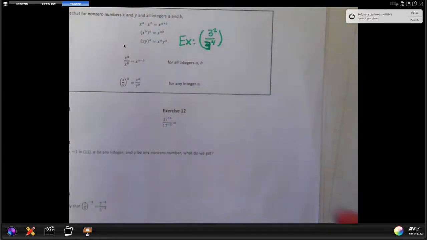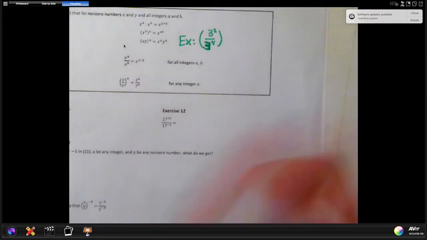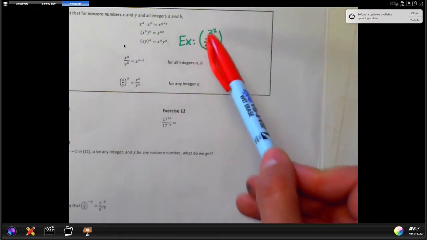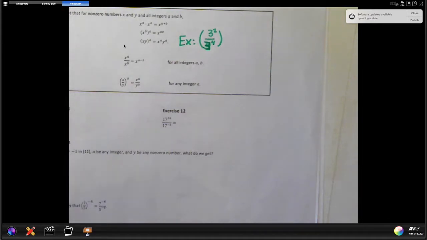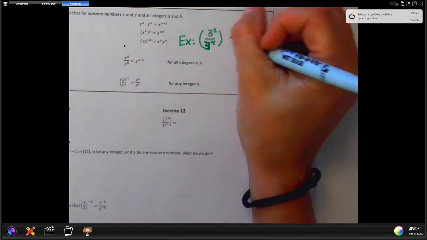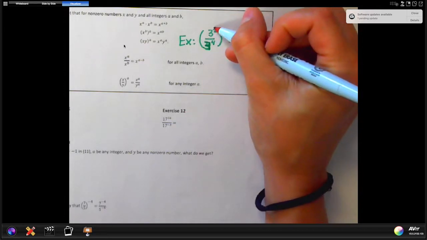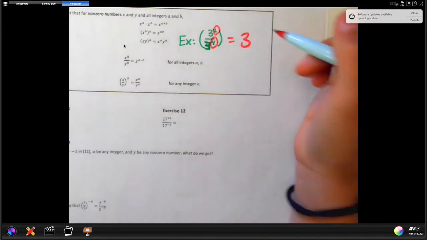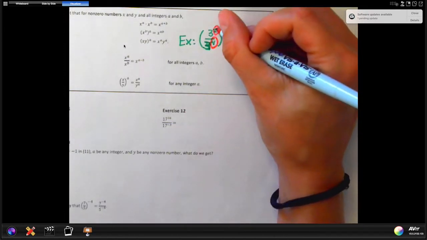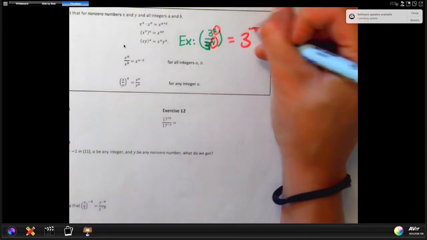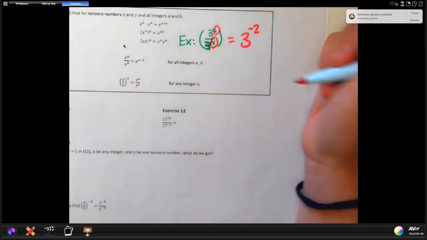If you remember a couple lessons ago, we learned that if there's a fraction with the same base number, we can simply subtract exponents. So that's what we're going to do here. 3 to the 2nd power over 3 to the 4th, we're going to keep our base of 3, and we're going to subtract our exponents, 2 minus 4, and we get negative 2. 2 minus 4 is negative 2.